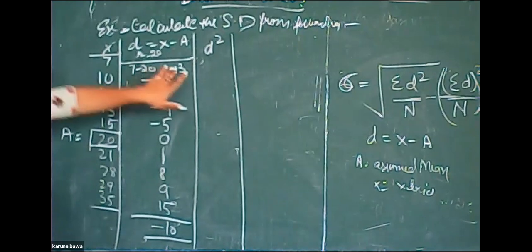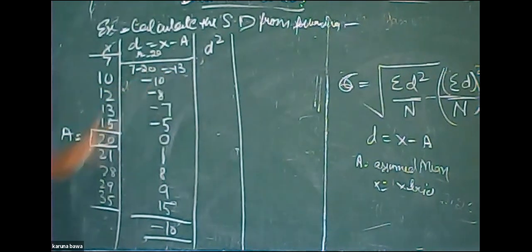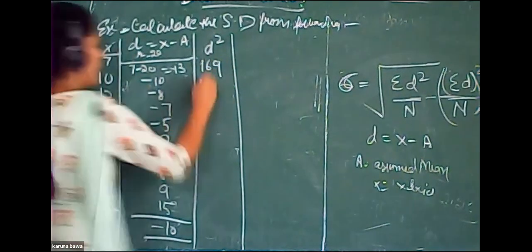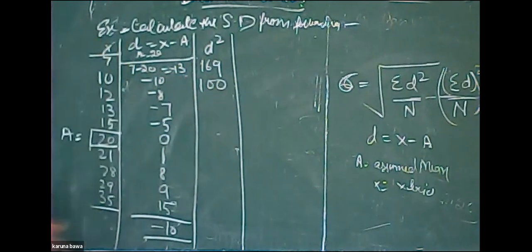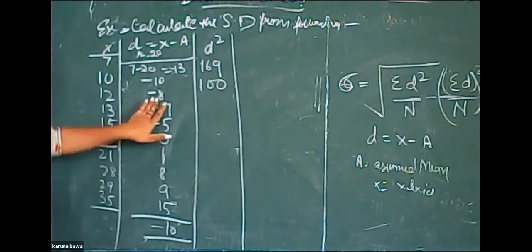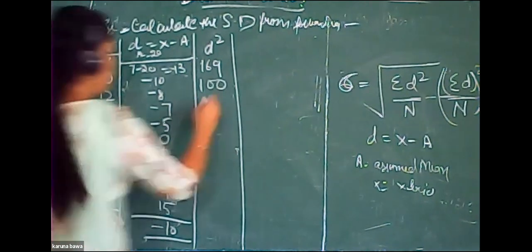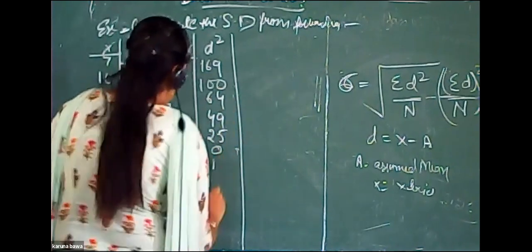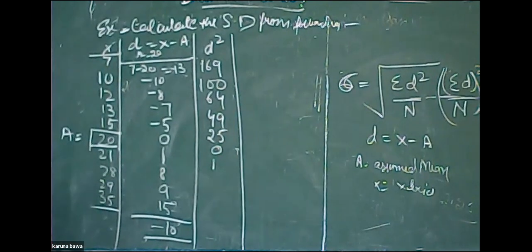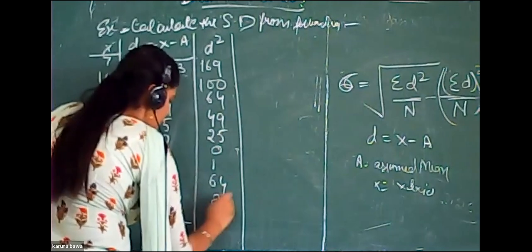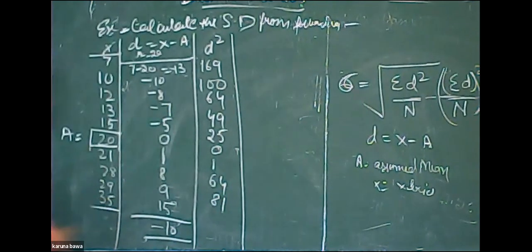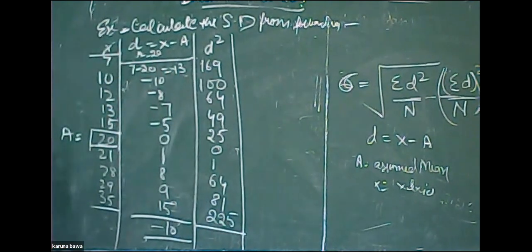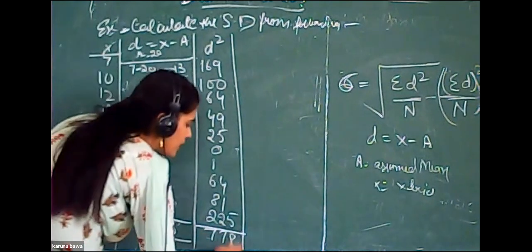Square of the deviation means minus 13 multiplied with minus 13, that is 169. On the other hand, minus 10 multiplied with minus 10 is 100, because minus minus is plus. So after this, minus 8 multiplied with minus 8 is 64, 49, 25, 0, 1, 8 multiplied by 8 is 64, 81, 15 multiplied by 15 is 225. And the total of the deviation here is 778.